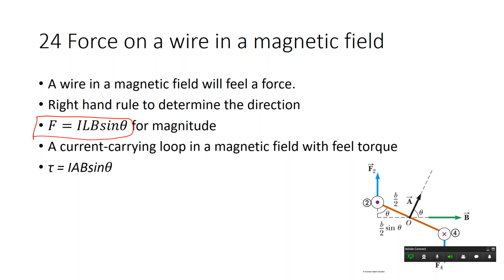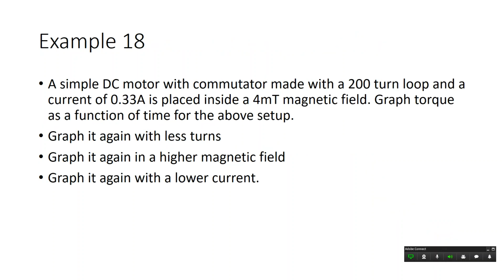So let's do an example. It says here, a simple DC motor with a commutator made with 200 turns and a current of 0.33 amps is placed inside a 4 millitesla magnetic field. Graph the torque as a function of time for the above setup. And I'm saying that there is a commutator, in which case the torque is going to be, what is it going to look like?